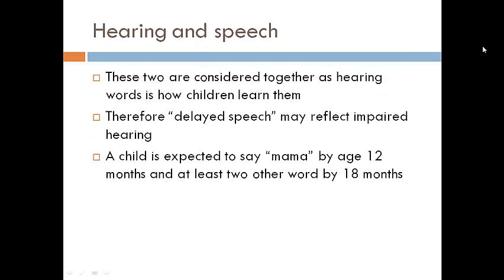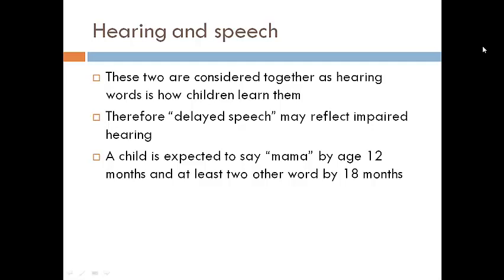With hearing and speech, these two are considered together because hearing words is how children learn them. And if you notice, usually children pick up the words that they hear a lot in the house. So that's why these two are grouped together. So if a child doesn't start speaking at the normal age, or they have delayed speech, this may reflect impaired hearing. The normal progress of this area is that a child is expected to say mama by at least age 12 months, and then at least 2 other words by 18 months.